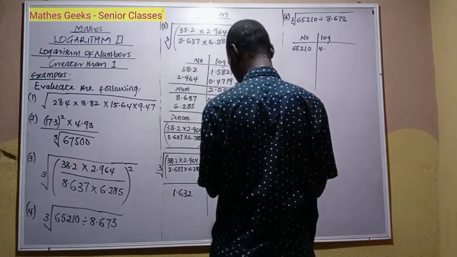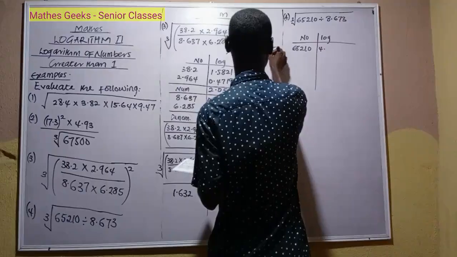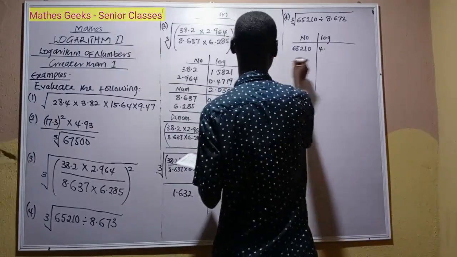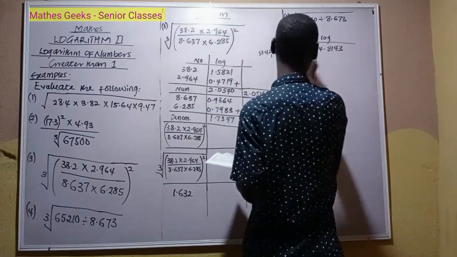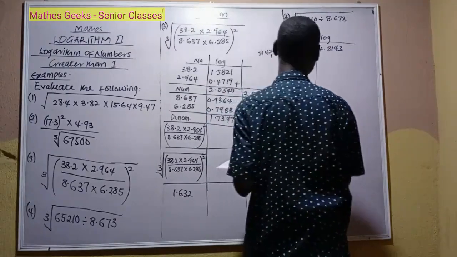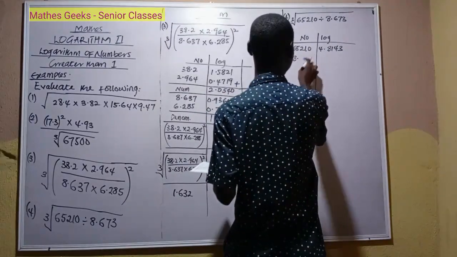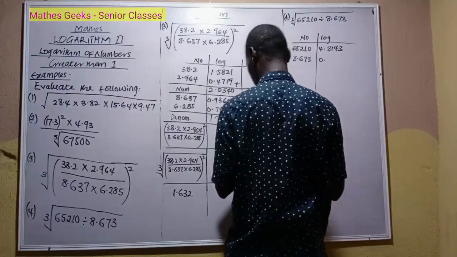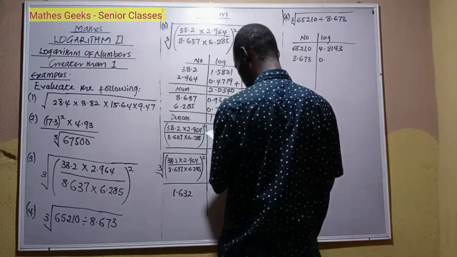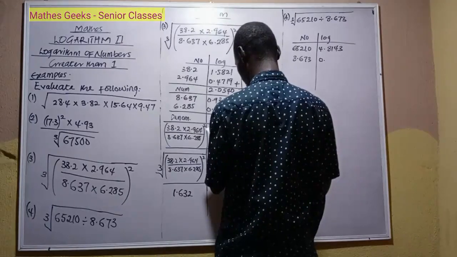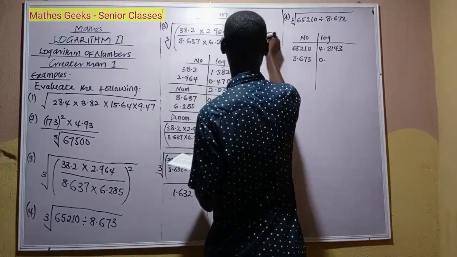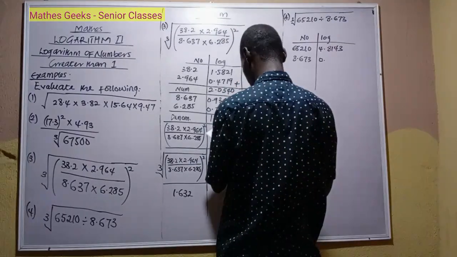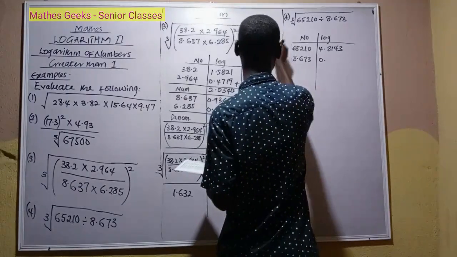65 under 2 will give me 8142. Difference 1 is 1. So 8143. And okay, so next one is 8.672. That's 0.86 under 7. 86 under 7, 9380. Difference 3. Difference 3 is 1. 9381.